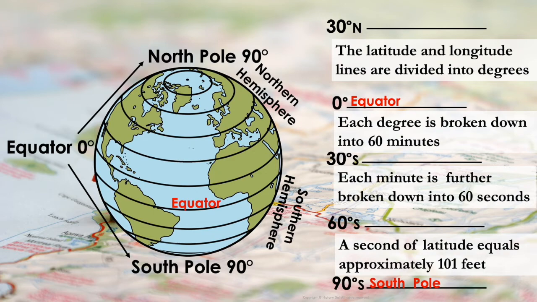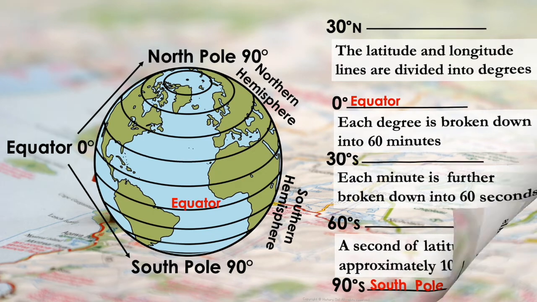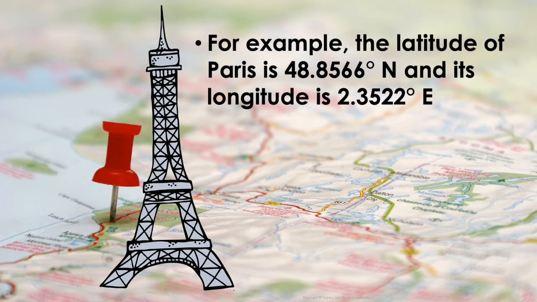All right, so I know that's a whole lot. So let's just think about it this way. The latitude of Paris is 48.8566 degrees north, and its longitude is 0.3522. Or you could say 85 minutes, 66 seconds.